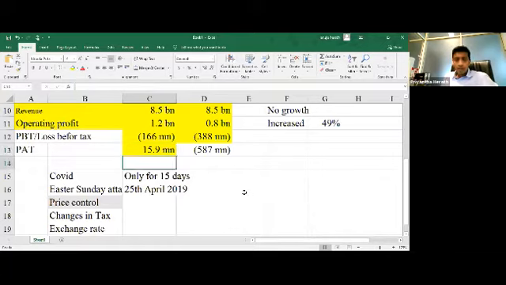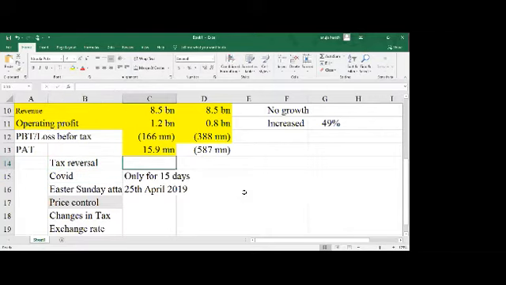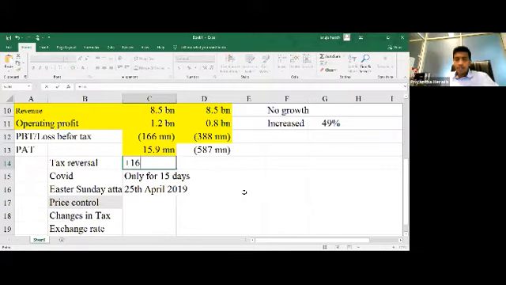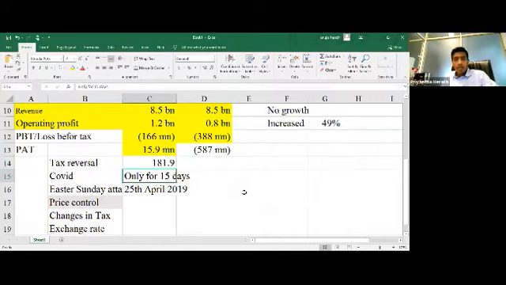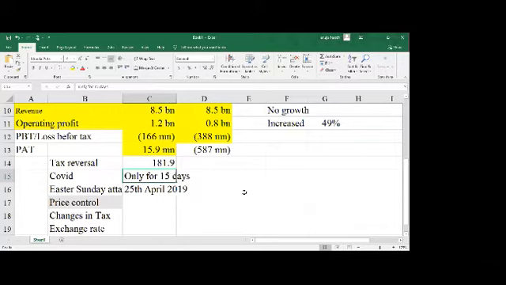Can you guess the value of the tax reversal in this year? Tax reversal? What's the amount? 166 plus 16. Yes, 166 plus 15.9. So roughly it's 181.9 million reversal, right? So that's how they achieved this profit. In a practical scenario, can you have so much, about 180 million?